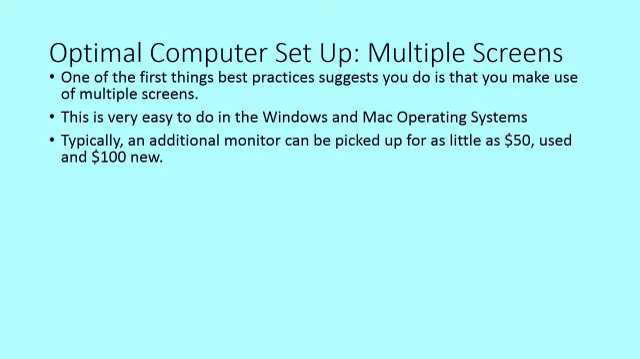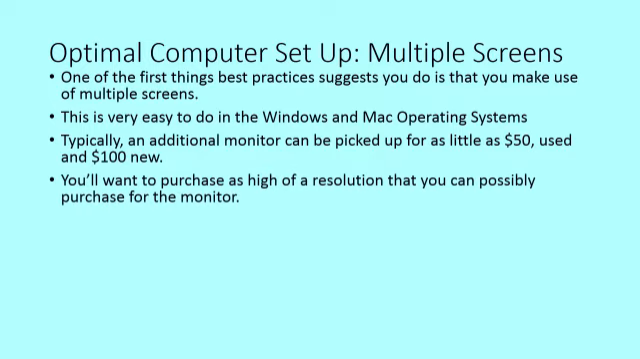An additional monitor is not expensive. Typically, an additional monitor can be picked up for as little as $50 used and $100 new. Now, you're going to want to purchase as high a resolution as you can when you get the monitor. And we're going to say that at minimum, you should be looking for 1920 by 1080 pixels.